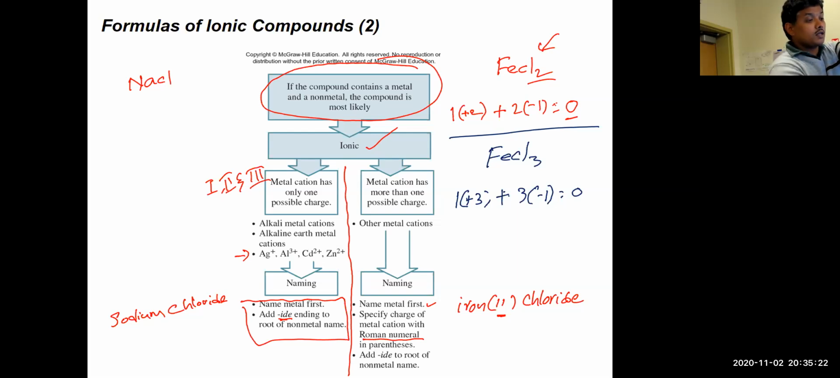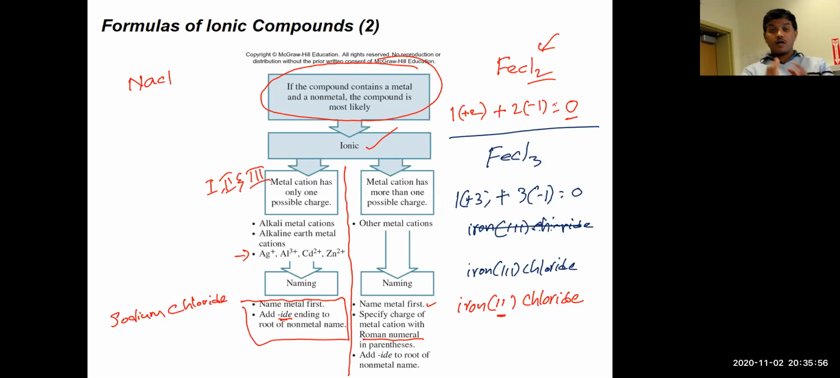So to name this molecule, you name it as iron. In the parentheses, you say 1, 2, 3. And even if it is Cl3, you just say chloride. Sorry about that. The computer is having problems letting me write chloride. Let me try another area. Iron 3 chloride. There you go. I can write here clearly.